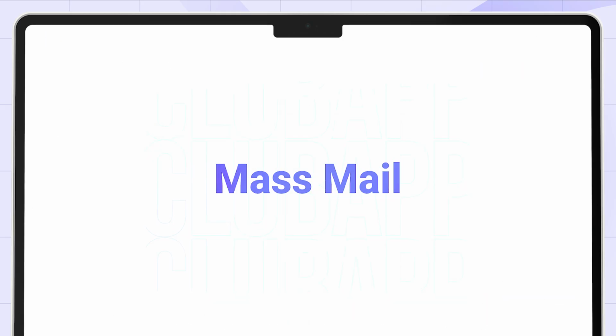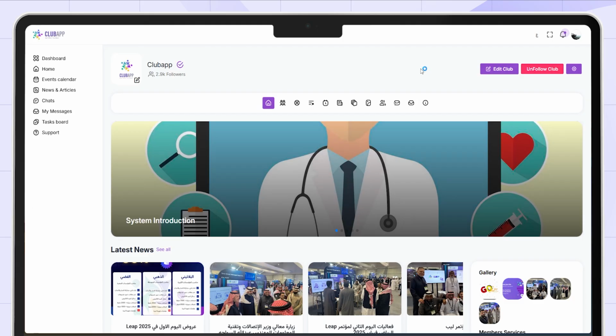The mass mail feature in ClupApp makes it easy to send notifications or announcements directly to the official email addresses of your club members. This service stands out for its flexibility and precision, allowing you to target recipients by groups, interests, or specific members. You can even send a mass mail to a list of people who are not yet members of the club. So, from the club's main interface, let's start by navigating to the mass mail section.